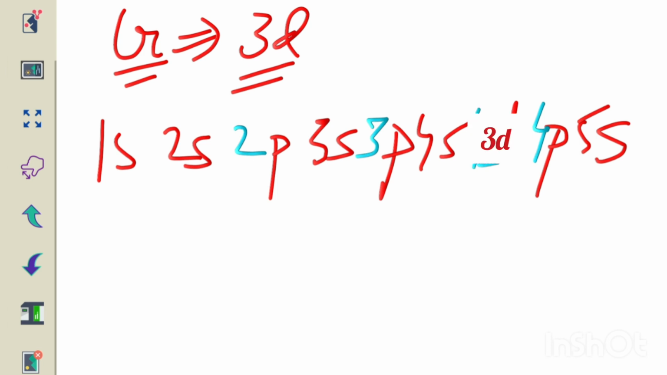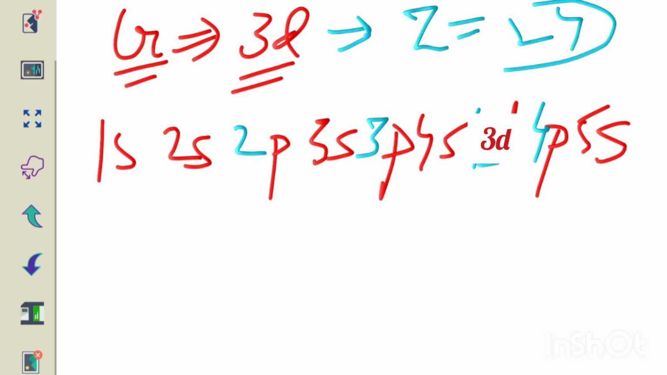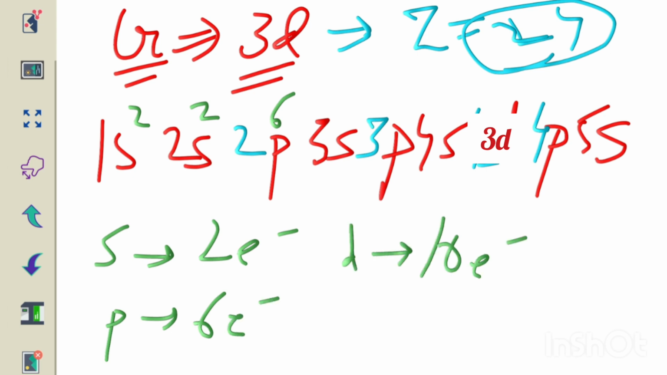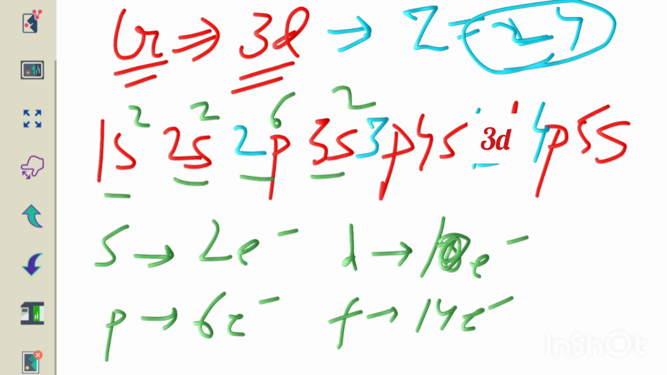For chromium we have Z equal to 24. Right, the atomic number is 24. So how will we write its electronic configuration? Its electronic configuration will be 1s2, 2s2, 2p6. Why are we filling this way? Because s can contain a maximum of 2 electrons, p can contain a maximum of 6 electrons, d can contain a maximum of 10 electrons and f can contain a maximum of 14 electrons. Right. So now, we have filled 1s2, 2s2, 2p6, now 3s2, 3p6, 4s2.